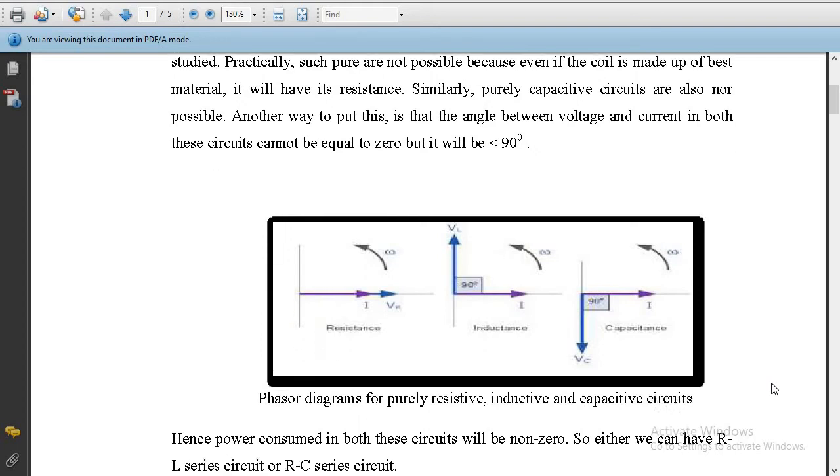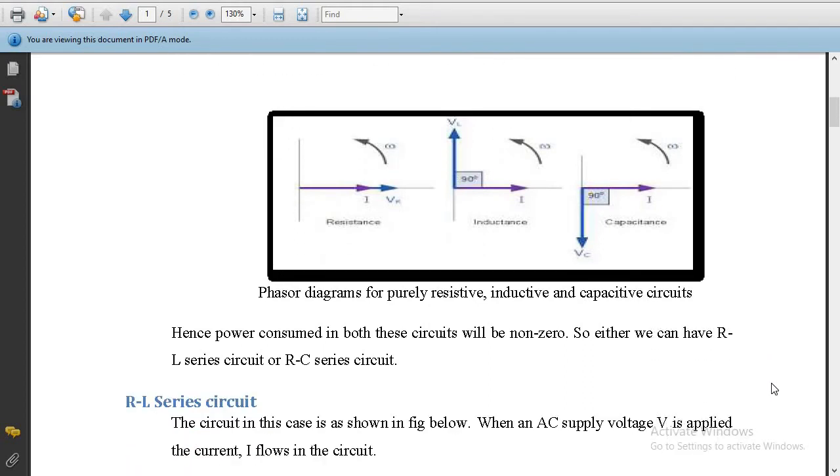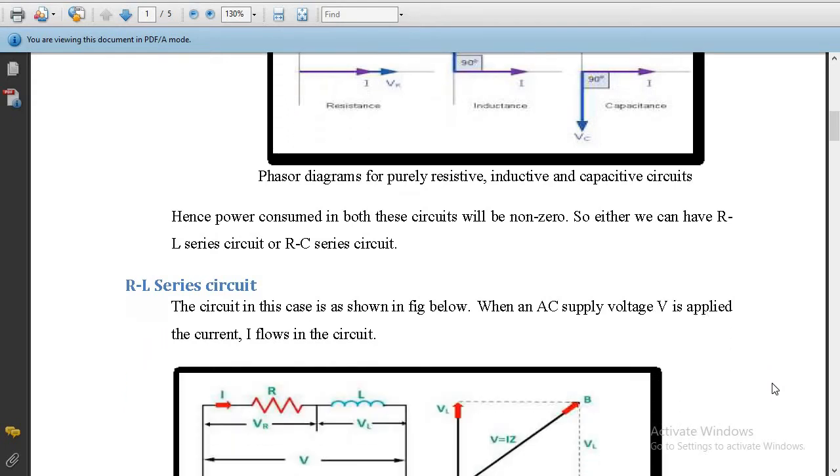Now when we talk about power, in purely inductive and purely capacitive circuits the phase angle was 90 degrees, so cos phi was equal to 0. So we said that the power consumed in purely inductive and purely capacitive circuits is 0. But practically speaking, there will be certain loss, because this angle is between 0 and 90 degrees and not equal to 90 degrees. Now let us start with the RL series circuit.